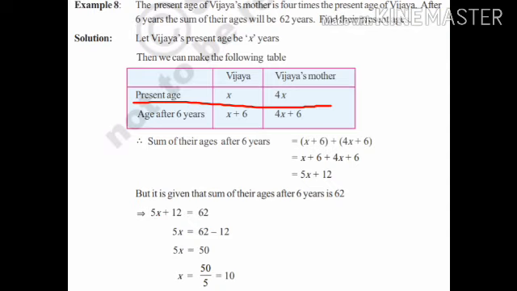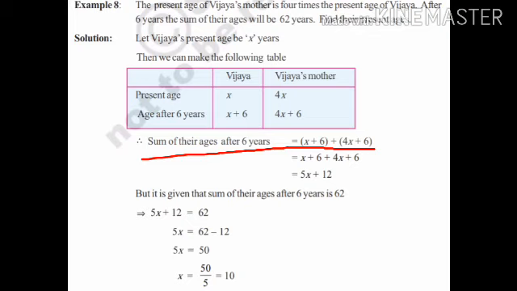Solution. Let the present age of Vijaya be x years. Her mother's age is 4x. After 6 years, the age of Vijaya is x plus 6 years. Her mother's age is 4x plus 6. According to the problem, the sum of their ages is 62.